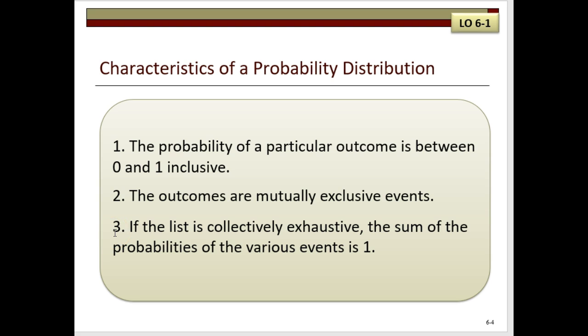Discrete probability distributions have the following characteristics. 1. The probability of a particular outcome is between 0 and 1 inclusive. 2. The outcomes are mutually exclusive events. And 3. The list is exhaustive, so the sum of the probabilities of the various events is equal to 1.